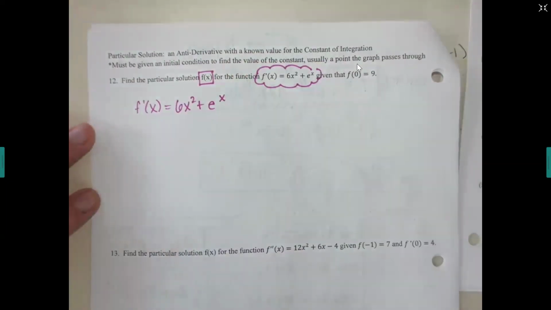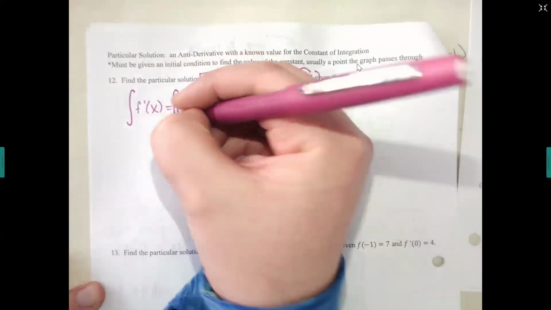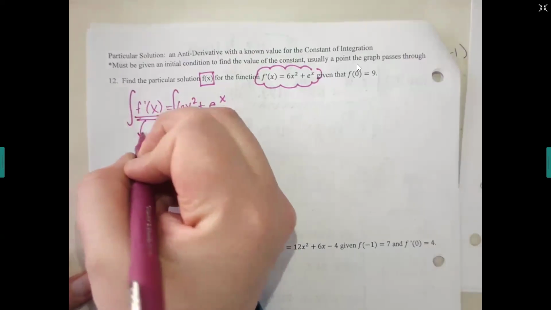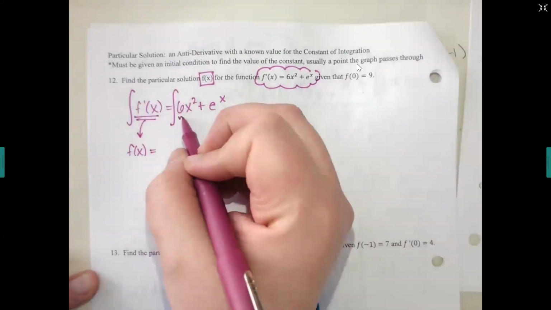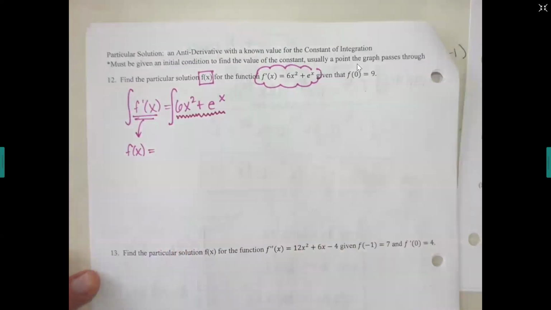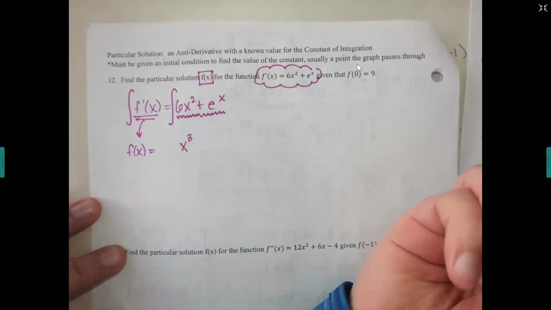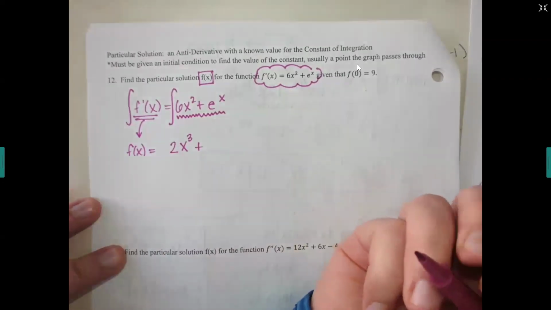And then if I want to go back to regular f, I'm going to do an antiderivative on each side, which we learned last time is this symbol. It's kind of like an elongated S. The antiderivative of f prime is going to go back to regular f. Do we remember the rules to do the antiderivative on this? You're going to add 1, then divide. So if it's x squared, it's going to go to an x cubed, and then divide the 3 on the 6. It'd be a 2. What about e to the x? What's the antiderivative of e to the x?